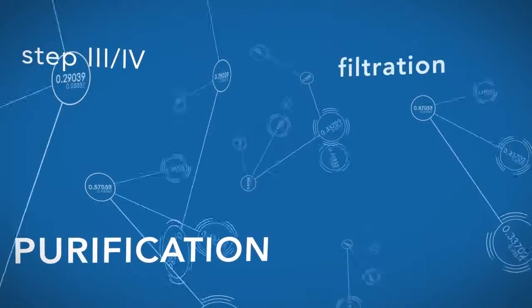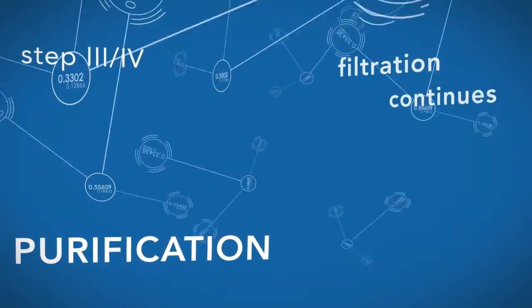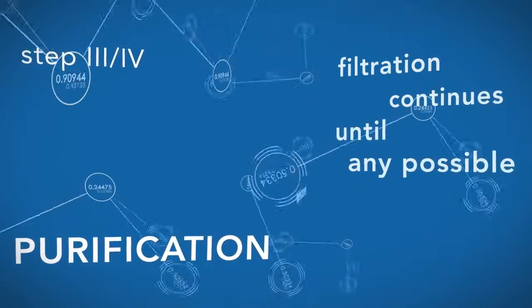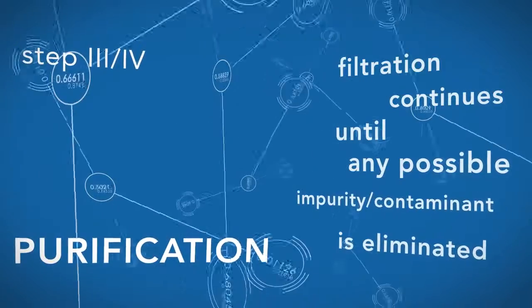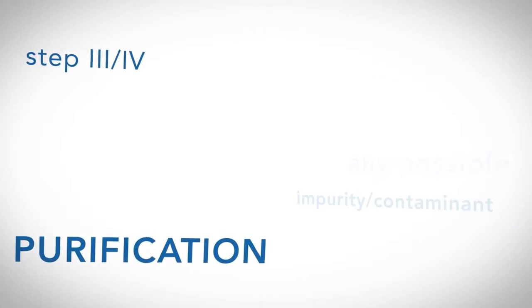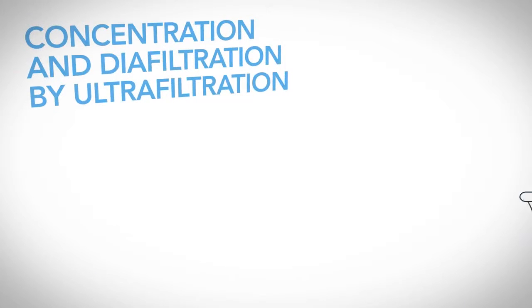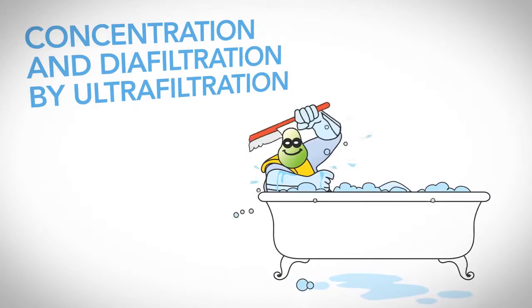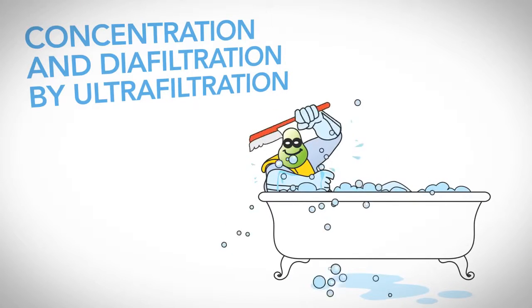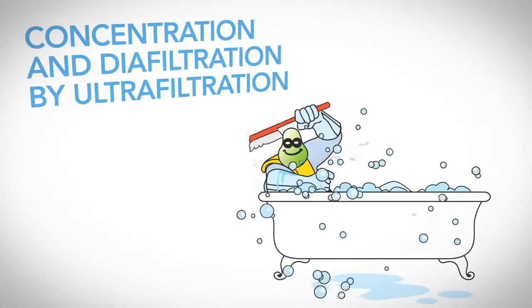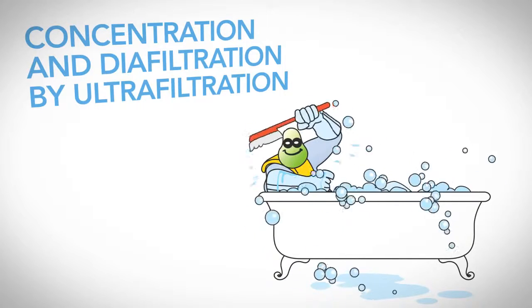Step 3. Purification. The filtration purification process continues until any possible impurity or contaminant is eliminated. Concentration and diafiltration by ultrafiltration. The sodium hyaluronate solution is concentrated and diafiltered by ultrafiltration to remove the majority of soluble impurities.